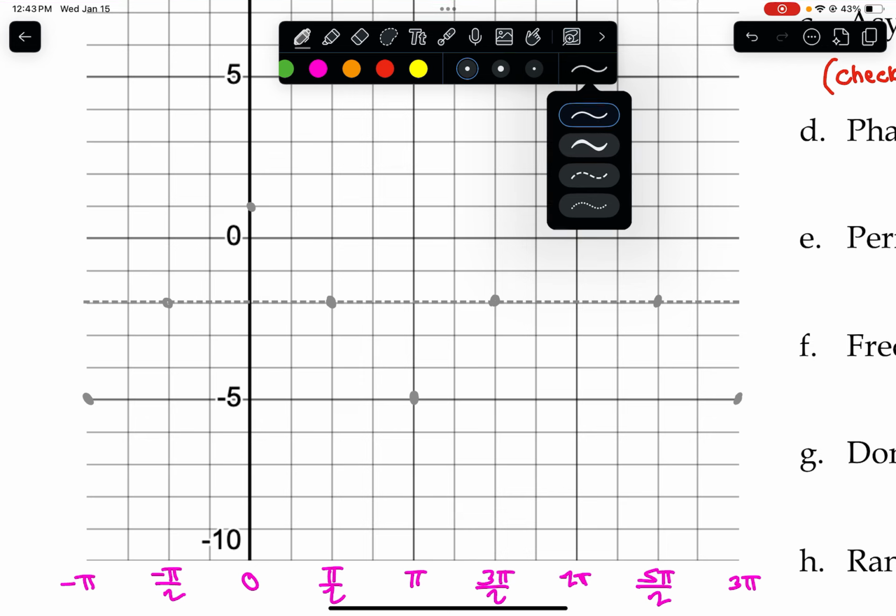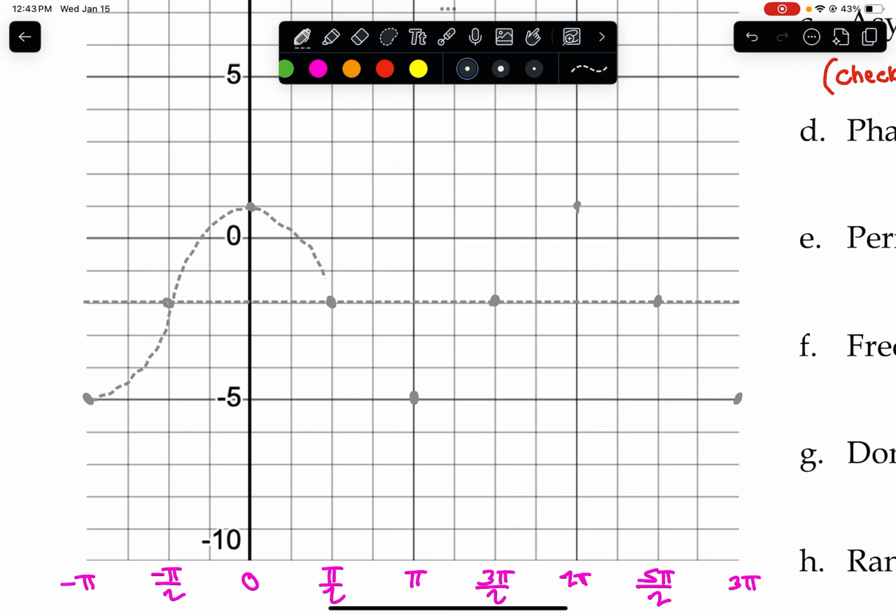All right, so now that I have that, I'm going to graph my sine function. Wow, terrible. Oh my gosh, why can I not draw it today?